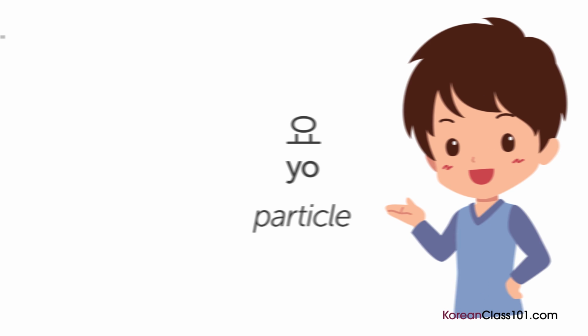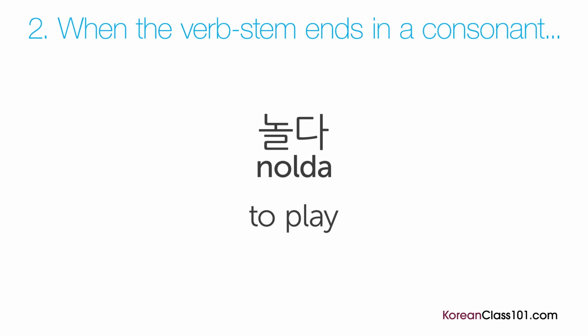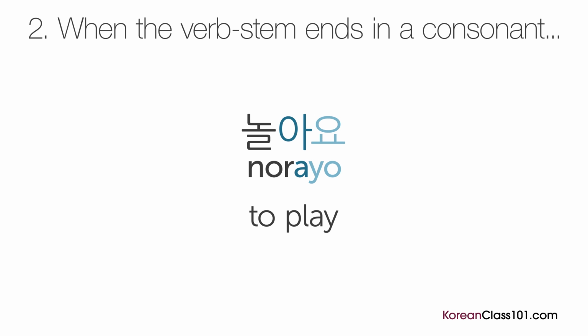Here are some rules. First, let's do a very simple one. When the verb stem ends in a vowel like the ka in 가다, meaning to go, you can simply replace 다 with yo. We don't need any additional particles. However, when the verb stem ends in a consonant like 놀 in 놀다, meaning to play, we need the extra vowel 아 before yo to say 놀아요.